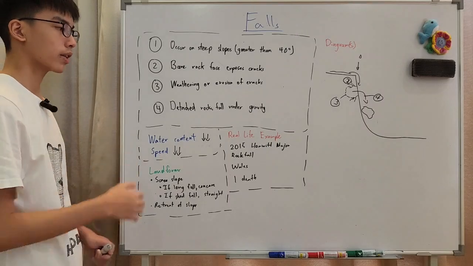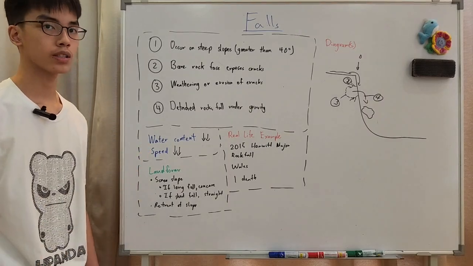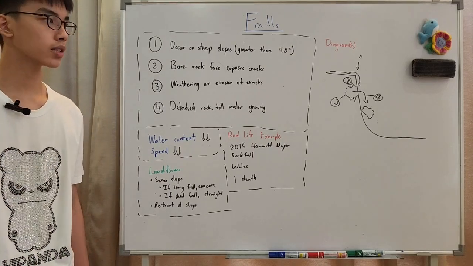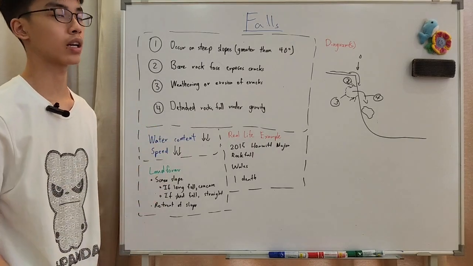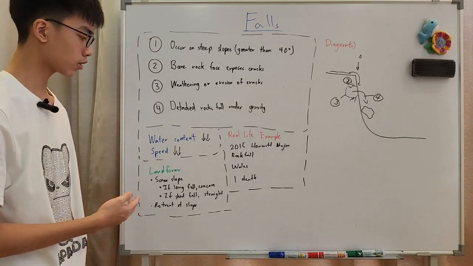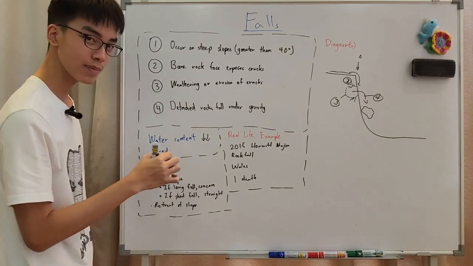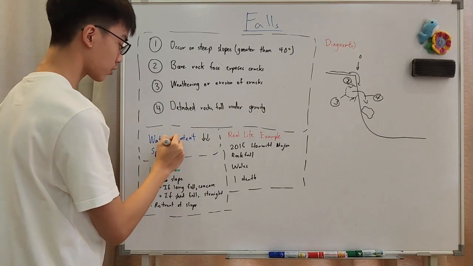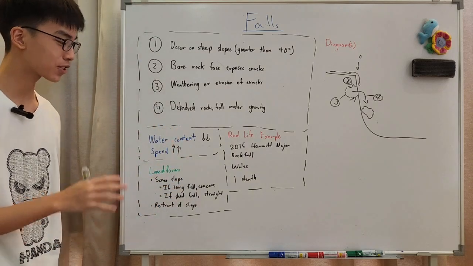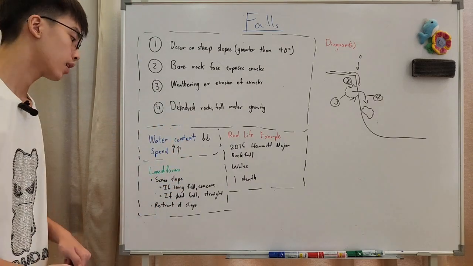So water content wise, you need some water for weathering or erosion, but it's generally not too involved in the actual mass movement process. The process of it detaching and falling under influence of gravity is generally quite dry. And for the speed, because it's fully under the influence of gravity, no friction, no nothing, it's super fast. So yeah, it's the fastest mass movement.